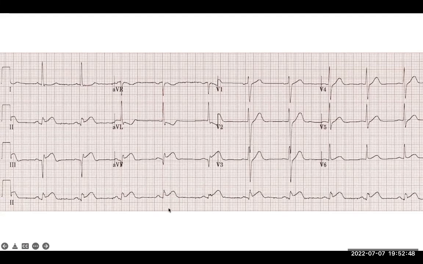And because we are talking of inferior, I will immediately go to lead 2, lead 3, and AVF. And as you can see, there is clear ST segment elevation. There's even something else called QF, but we will not discuss that right now.